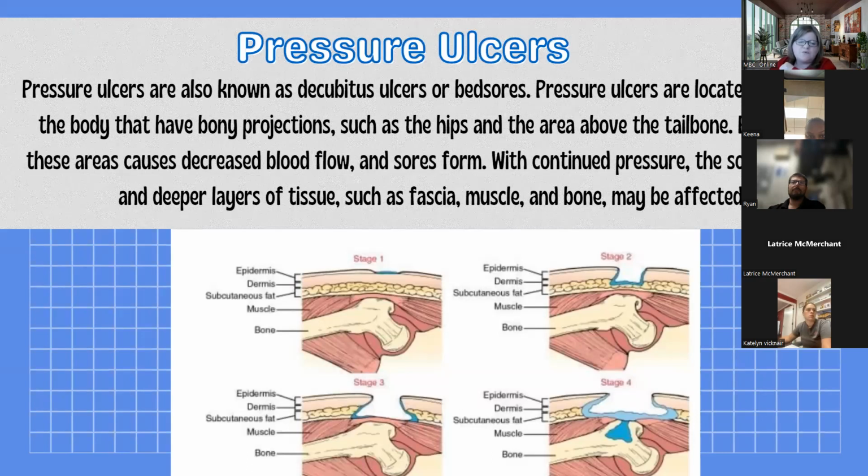Stage 1 just affects the top layer of the skin, the epidermis, that very outer layer. And what it looks like on somebody who has this, stage 1, it's just the skin reddening and getting irritated because they're laying on it all the time.